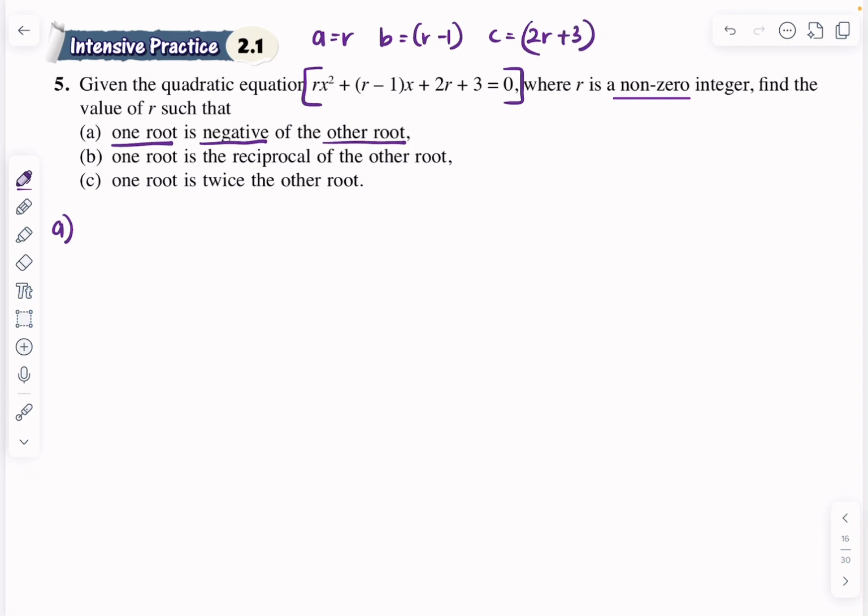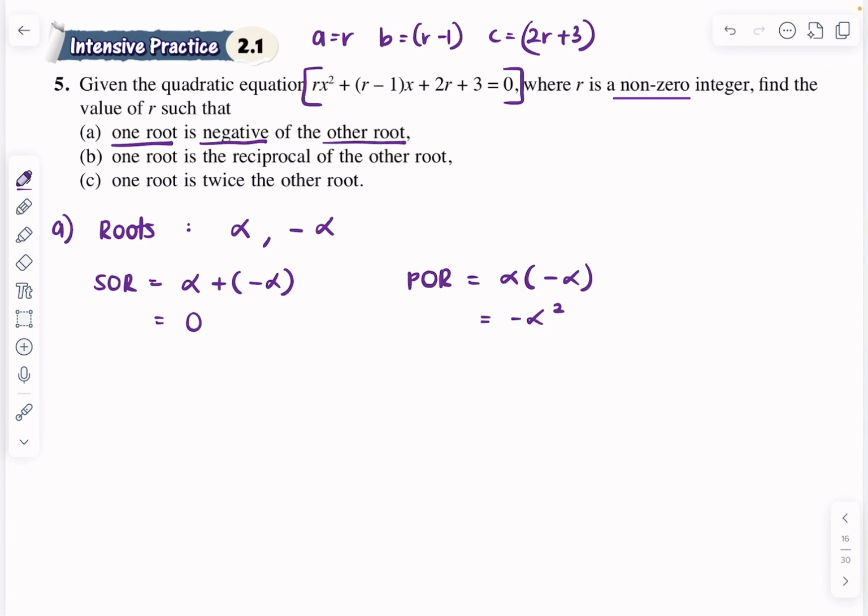Okay, so now if one root is the negative of the other root, our roots will be alpha and negative alpha. So from here we can find the sum of roots. The sum of roots will be alpha plus negative alpha, which is 0. And then our product of roots will be alpha times negative alpha, which is negative alpha square. Then we must know that the sum of roots is also negative b over a, and the product of roots is c over a.